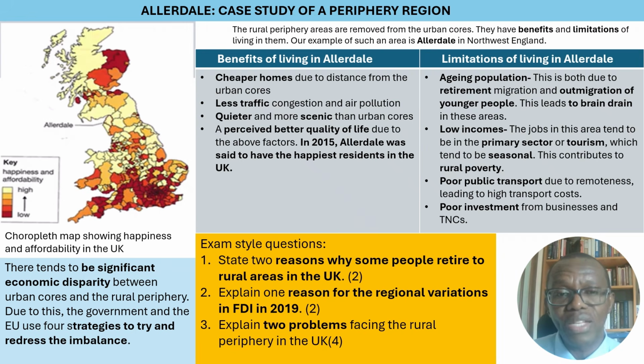So Allerdale obviously will have cheaper homes due to the distance from the urban cores. We know that the land in urban cores is very valuable and therefore will be a lot more expensive. So the rural periphery will be definitely cheaper, and that lower cost of housing will be attractive to people, especially those that would like to retire. So retirement migration is likely to move to places such as Allerdale.